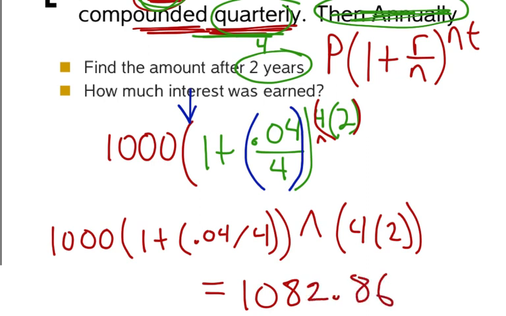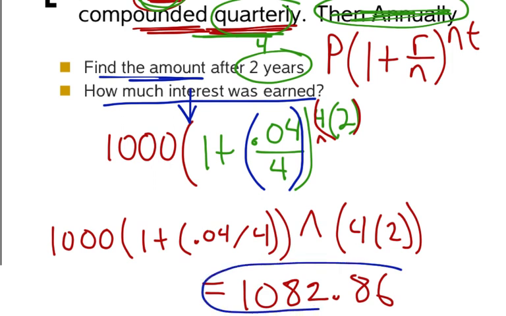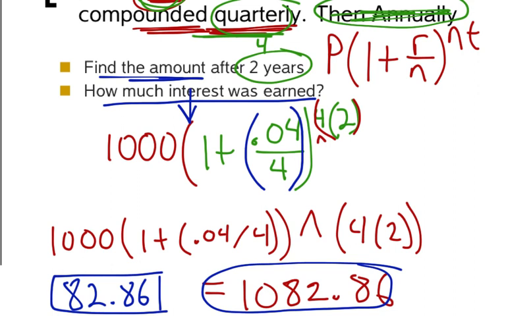Okay, so the next question is, so that was the amount, by the way. The next question is how much interest was earned. Well, if I end up with 1,082.86 and I started with 1,000, that means I ended up earning $82.86 after leaving it in my bank account for 2 years. Okay, so that's the first problem, and those are the first 2 answers.